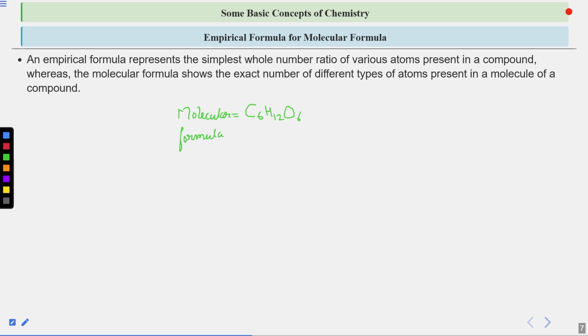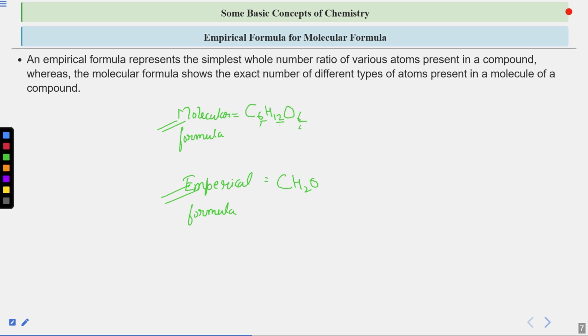But if I ask you what its empirical formula is, how will you know it? We take the common thing. So 6 is common in all of this. So divide each of the coefficients by 6. Then what will you get? CH2O. So this will be your empirical formula. It is the simplest ratio that you can take for the given coefficients. Clear? So this is the difference between the molecular formula and the empirical formula.